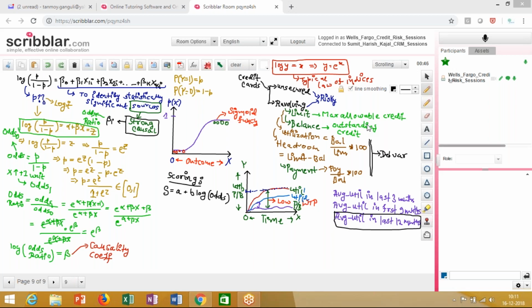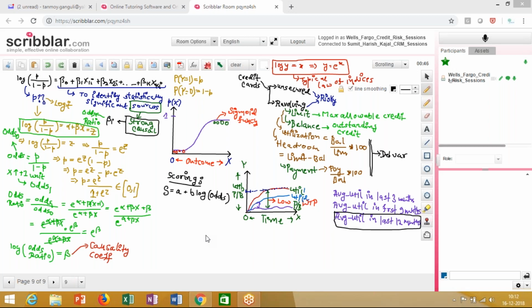Yes. Tanmay, just a quick question here. This log of odds and score, are they inversely proportionate to each other? So that depends on what your y equals 1 is. How have you defined your y equals 1?